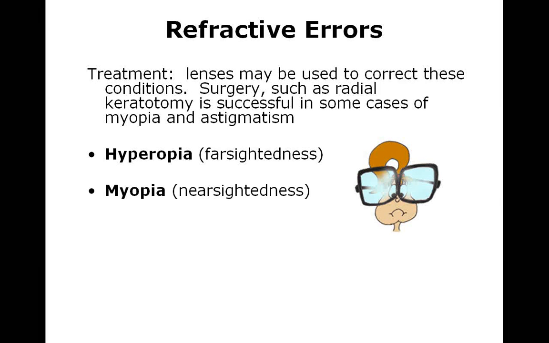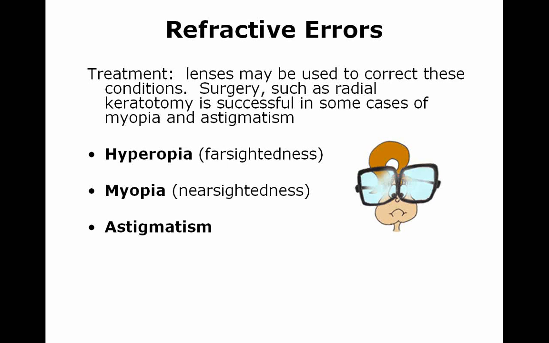Myopia is just the opposite. Nearsightedness, you can see things close up, but you would need glasses to see things far away. And this occurs when the light rays that enter the eyeball are focused in front of the retina, and again, you'll see things blurry when you're looking at things far away.